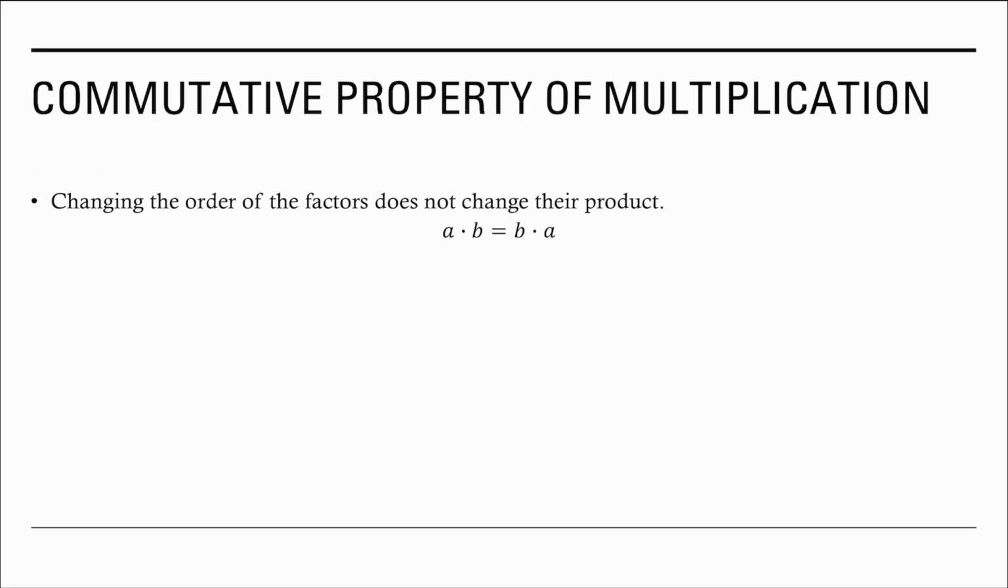Okay, as I was discussing before, we also have the commutative property of multiplication. All this says, in essence, is kind of like the addition commutative property. It just means that changing the order of the factors doesn't actually change the product, or the result of that multiplication. You can see here that if you have a number A and a number B, and you multiply them together, it doesn't matter whether the B comes first or the A comes first, you're going to end up with the same resultant product.